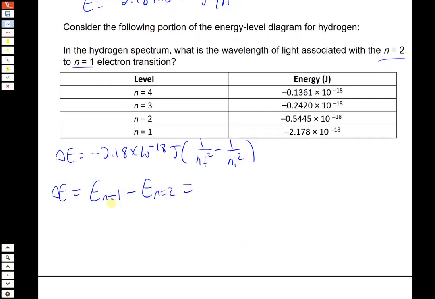So the final energy value is n equals 1, the initial energy value is n equals 2, so we could just put the numbers in that we're given. So that's going to be for n equals 1, that same Bohr constant, minus 2.178, just one significant figure additional. And then n equals 2 is minus 0.5445 times 10 to the minus 18. They're all given in 10 to the minus 18 order of magnitude. So we could just subtract the two numbers. We don't have to use this equation here, or we could just use the equation. You'll get the same answer either way.